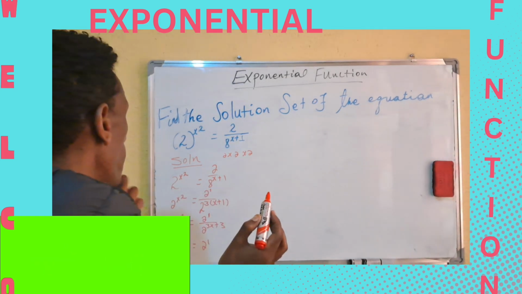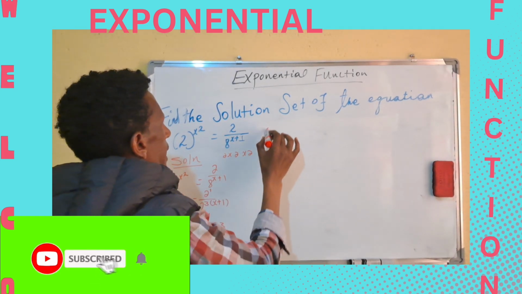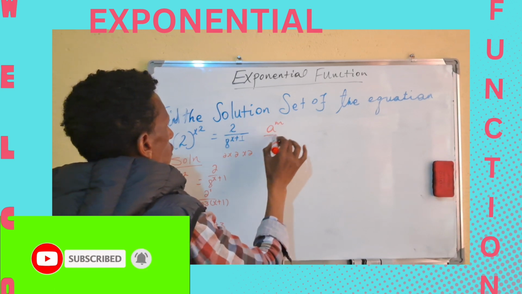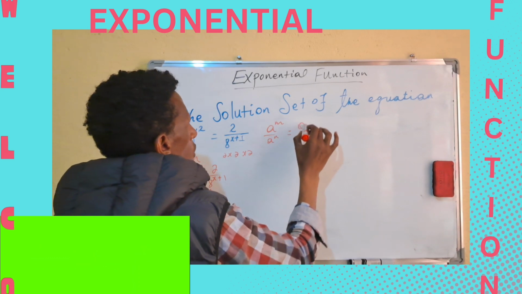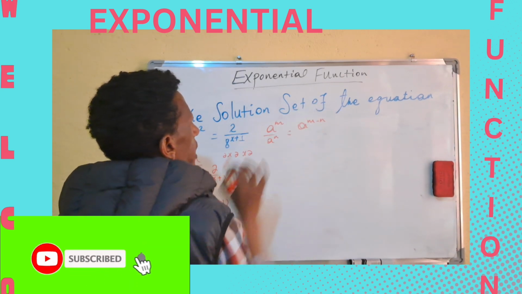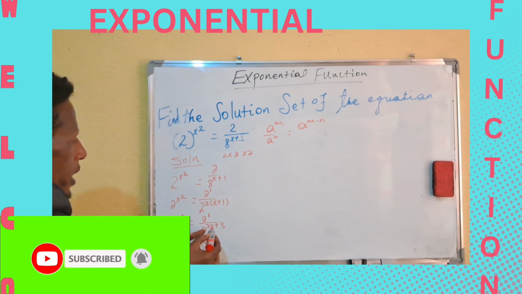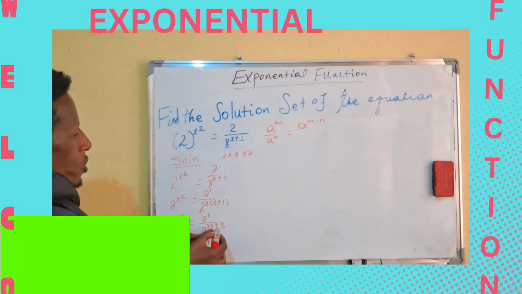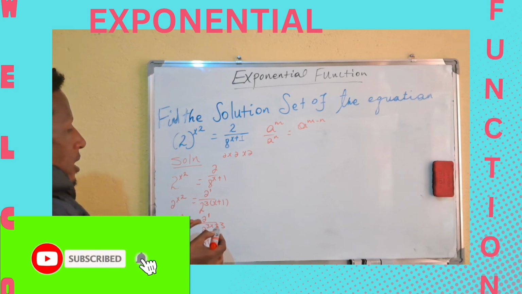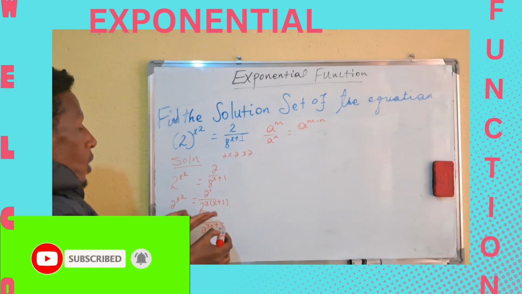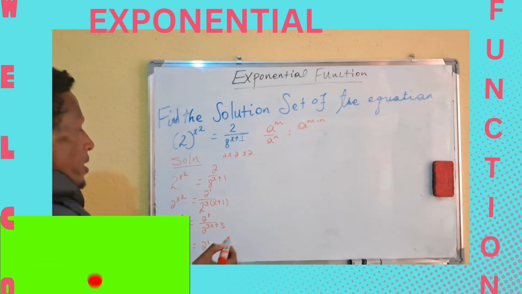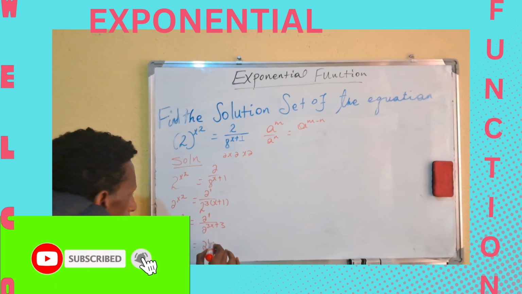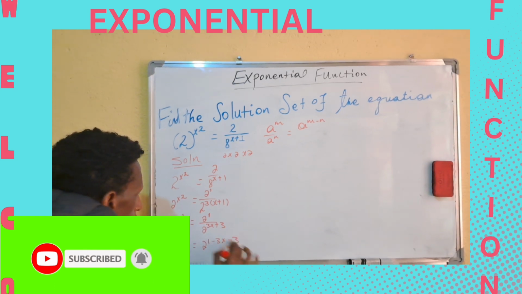We know that a to the power of m over a to the power of n is a to the power of m minus n. So if you take this exponent to the upper part, the sign of this exponent is going to be changed. Plus will be minus, minus will be plus. So minus 3x minus 3.